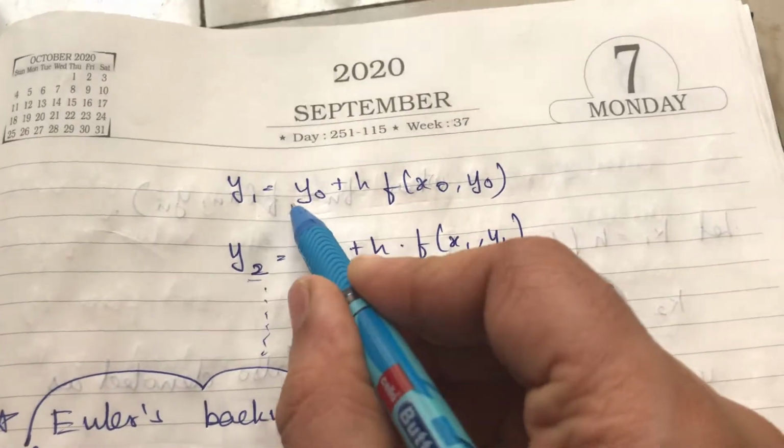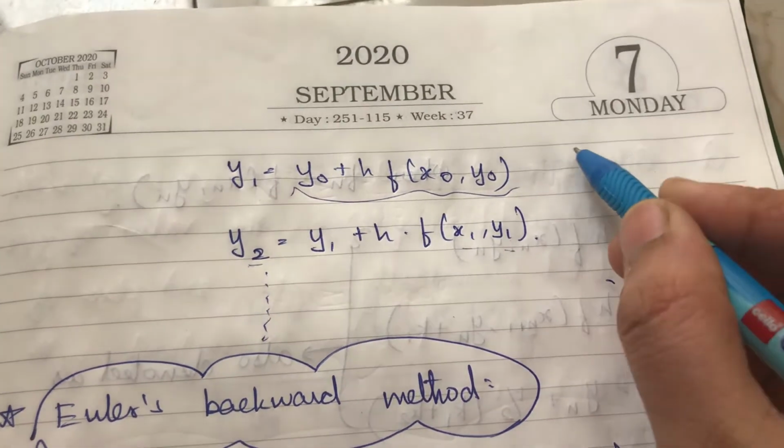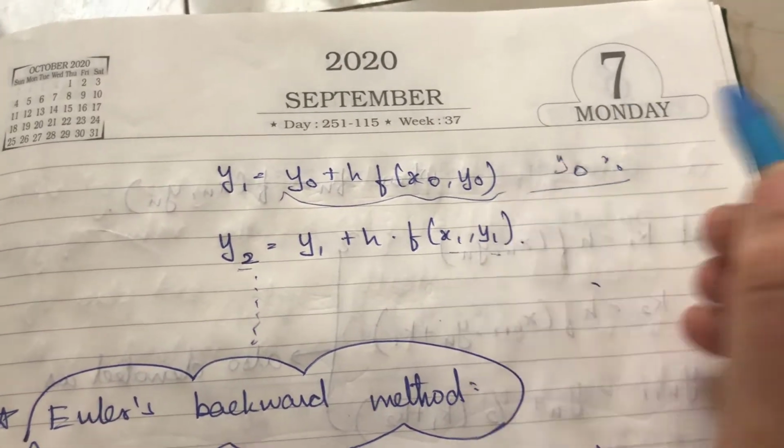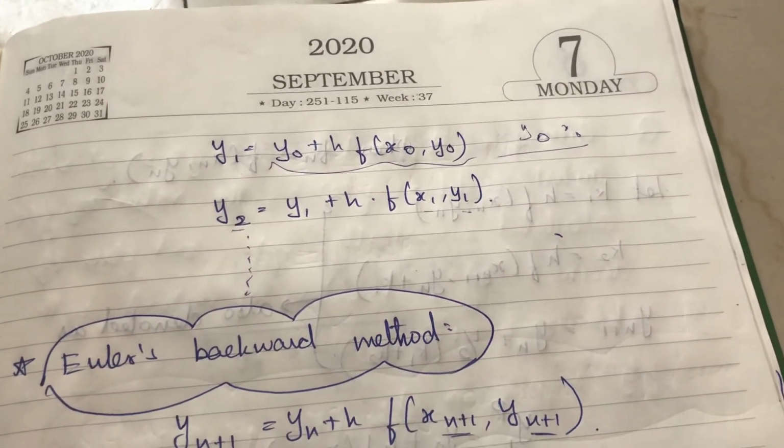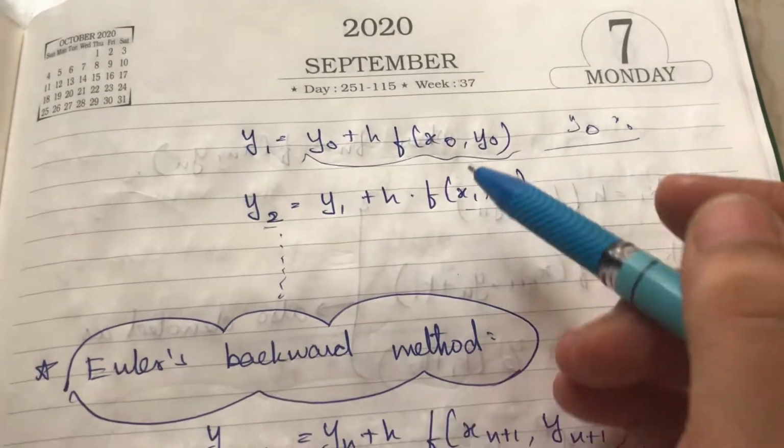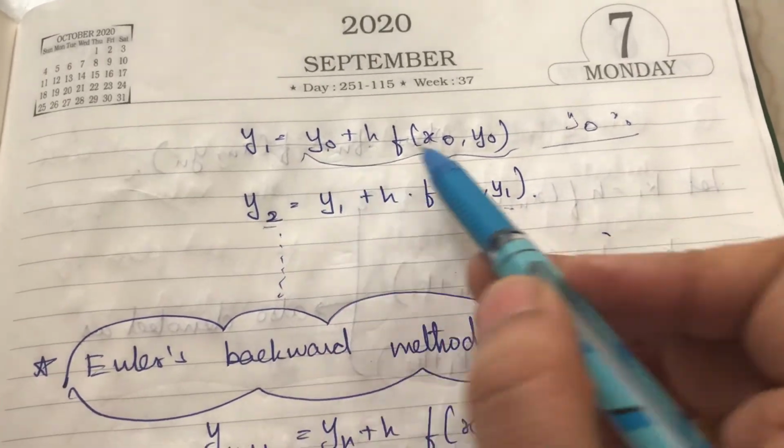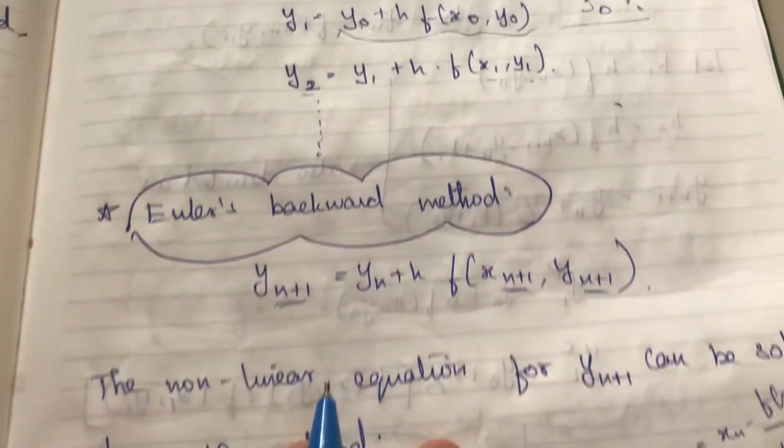The same on the right-hand side, right? y naught, x naught. So this is explicit. If it is different, it will be implicit, right? So this is the function, y naught plus h into f function, okay?